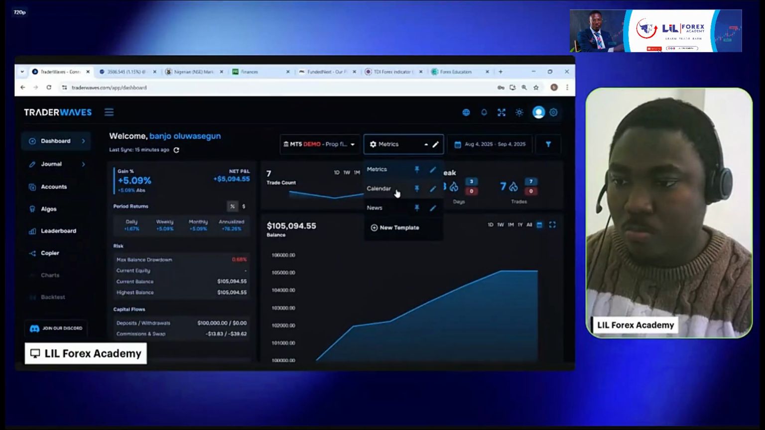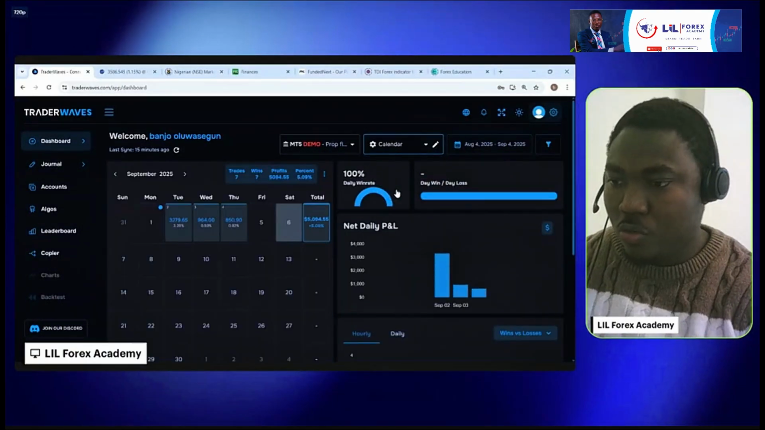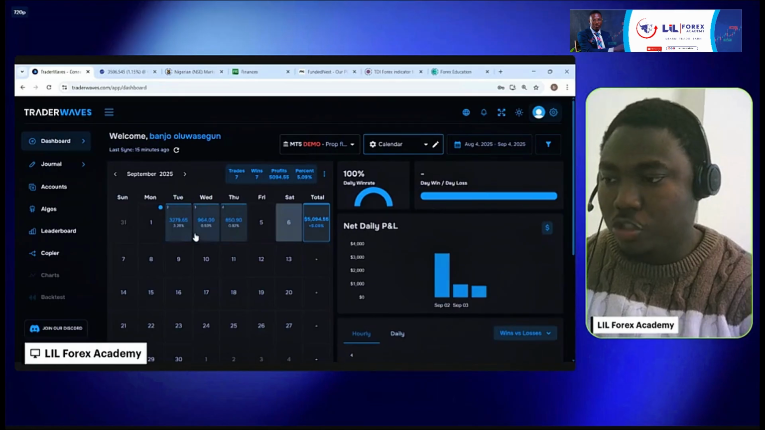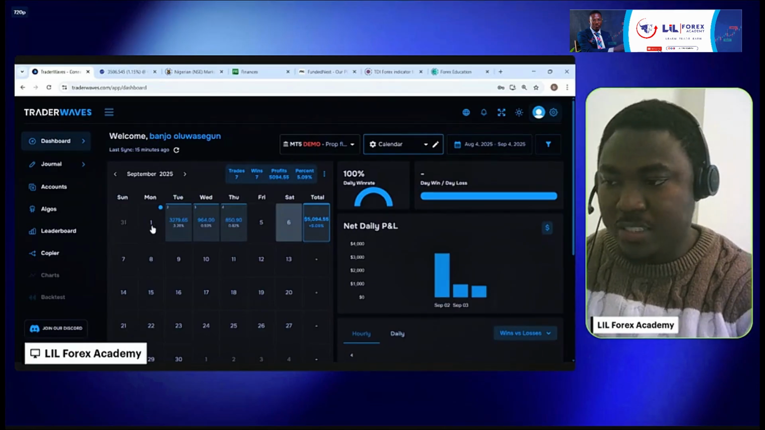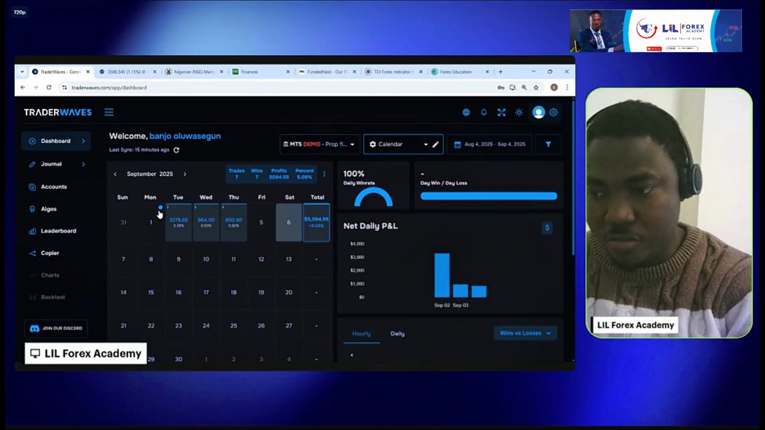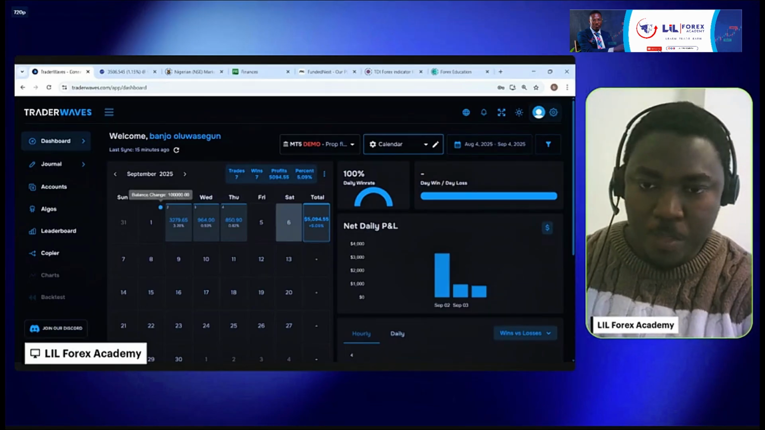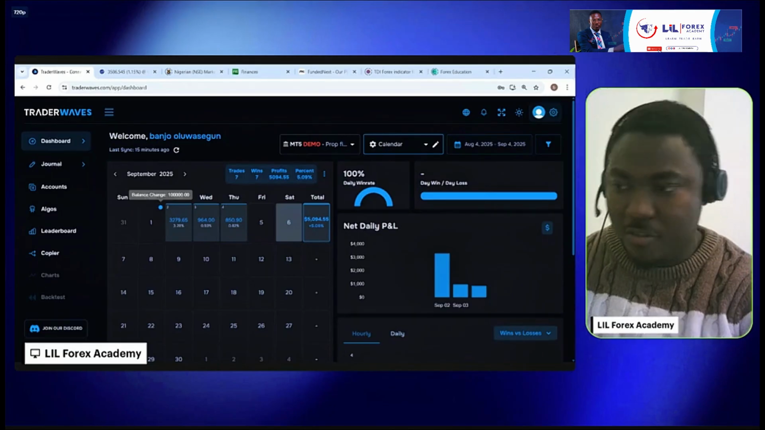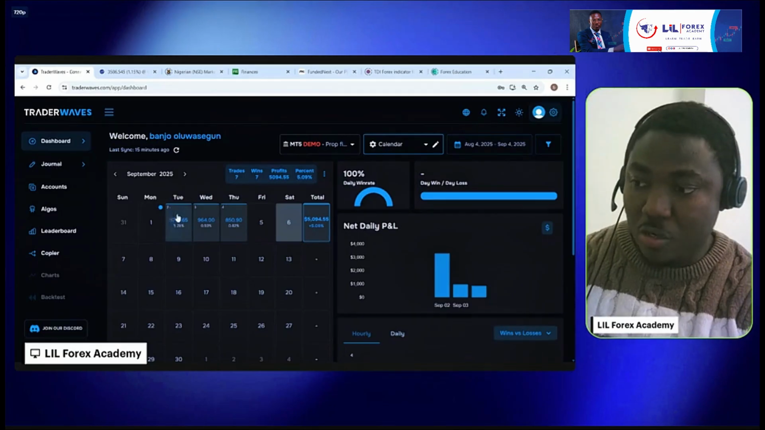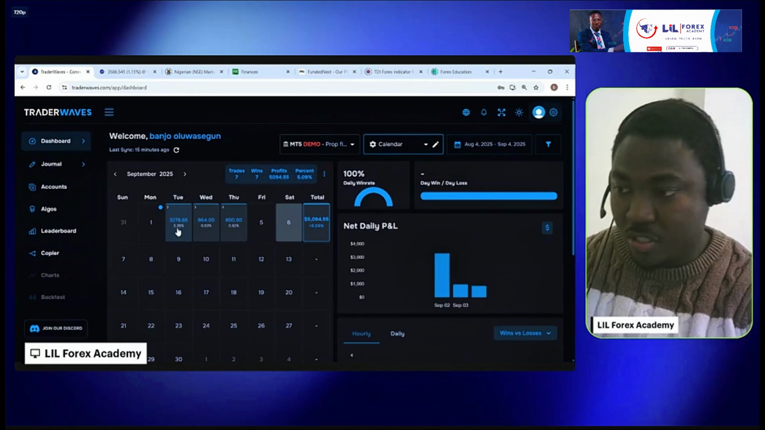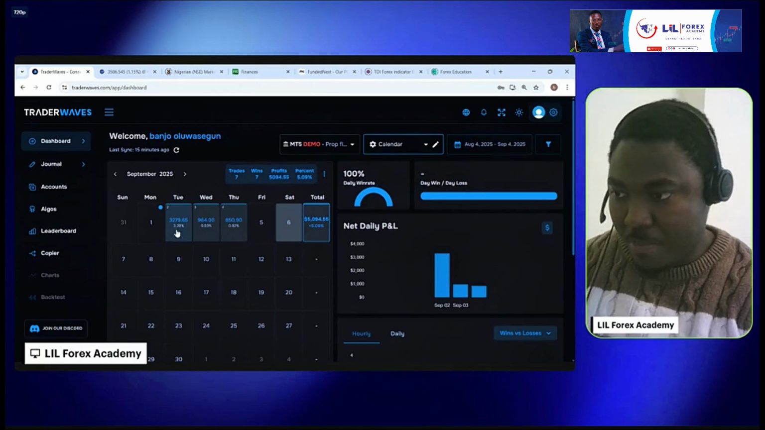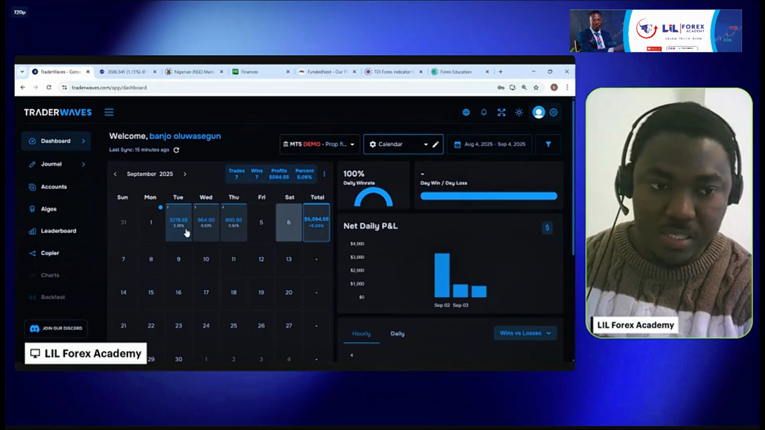We can come down to see calendar. So calendar will show you how much you made each day. So like I said, I started this account September 1st. So I guess that is why this dot is there. So okay, balance change. I started this account September 1st. I traded September 1st, but I closed the trade on Tuesday, which is September 2nd, and I made about 3.28%.